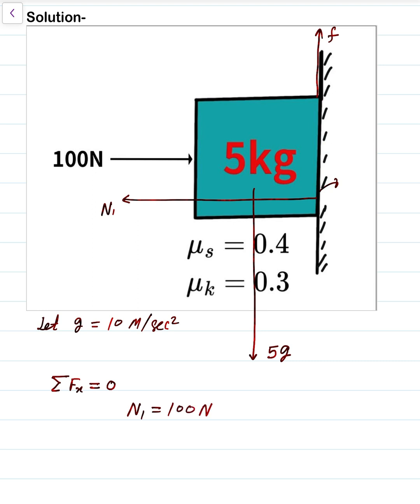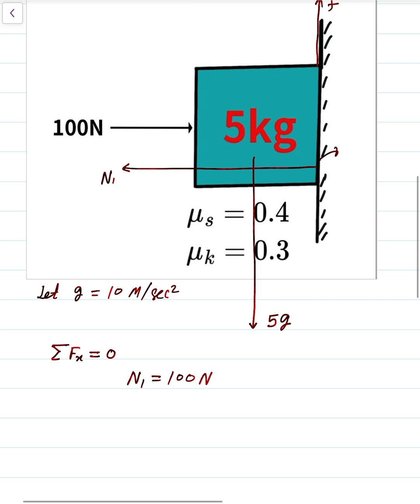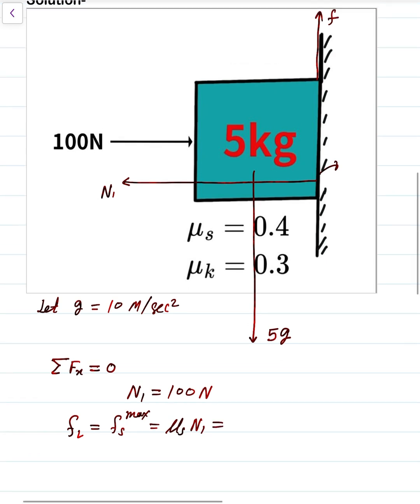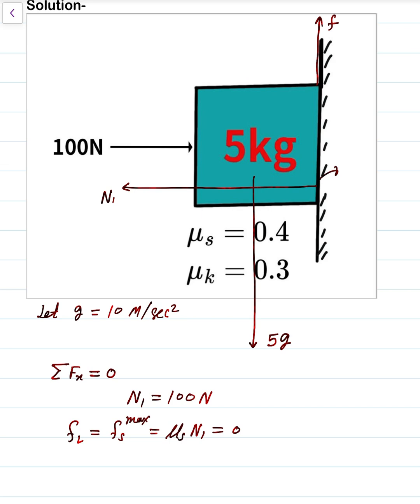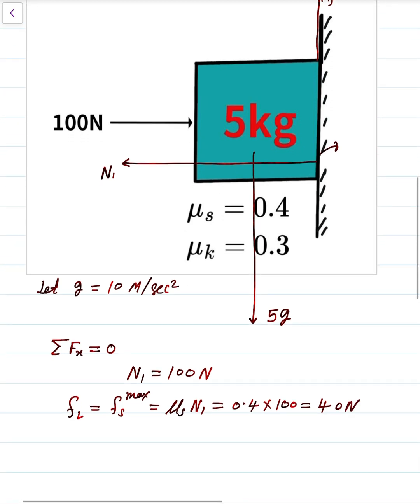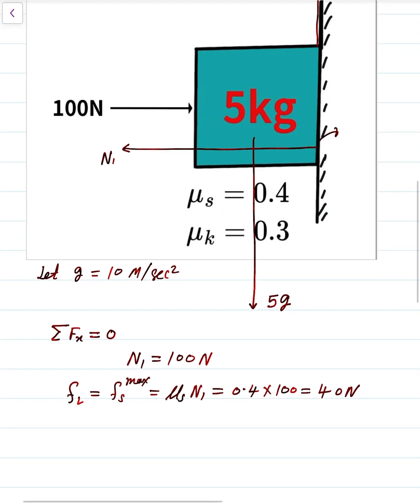Now what about FL? FL means Fs max, that is mu s into N1. Mu s is 0.4 and N1 is 100, so that is 40 Newton. FL is the limiting frictional force, that is called limiting frictional force.